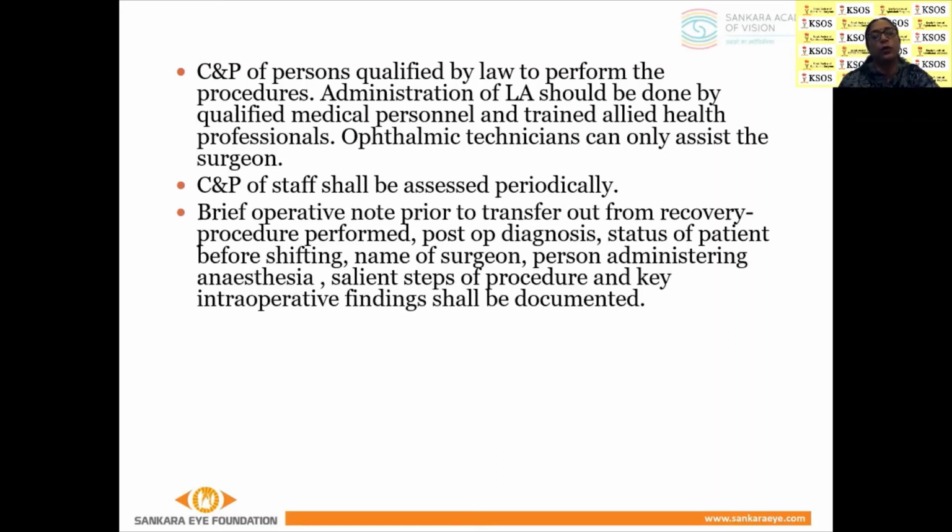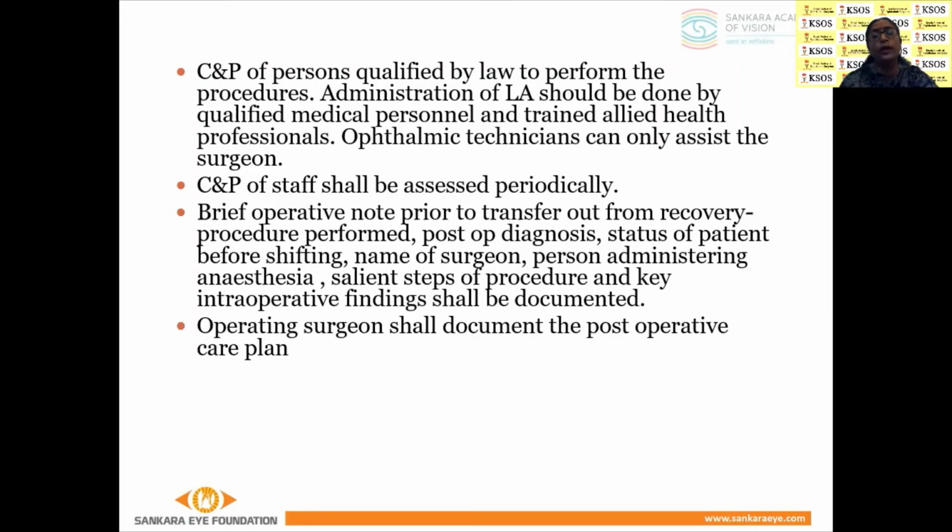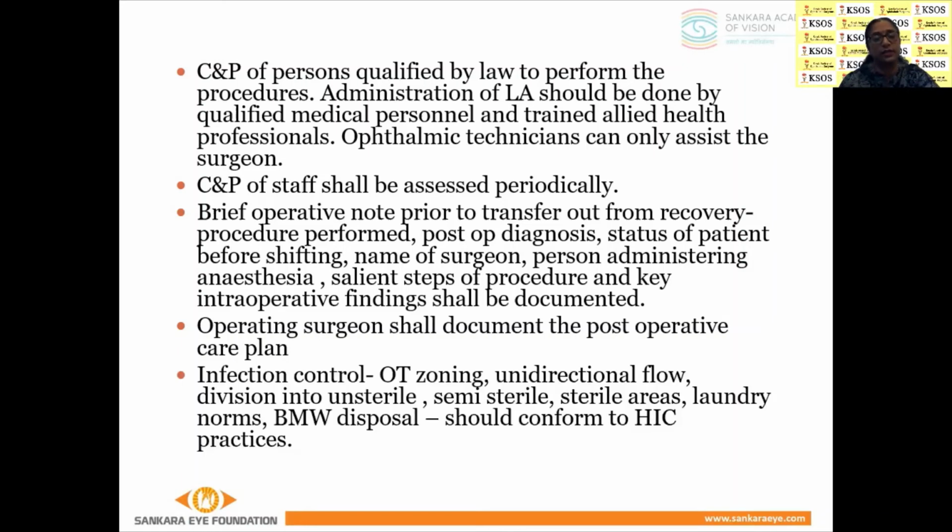And the brief operative note prior to the transfer out from recovery, that is the procedure performed, the post-operative diagnosis, status of the patient before shifting, name of the surgeon, person administering anesthesia, salient steps of the procedure, and key intraoperative findings shall be documented. The operating surgeon has to document the post-operative care plan as well, like for example the drops, tablets, or any injections to be given. So this has to be documented by the operating surgeon himself.